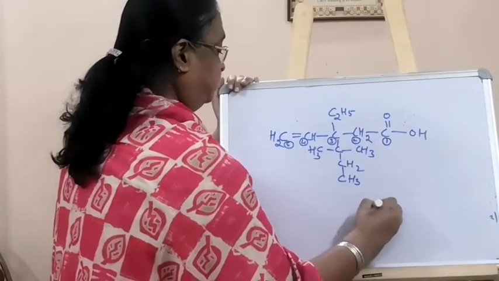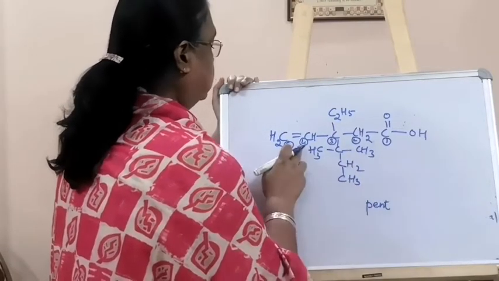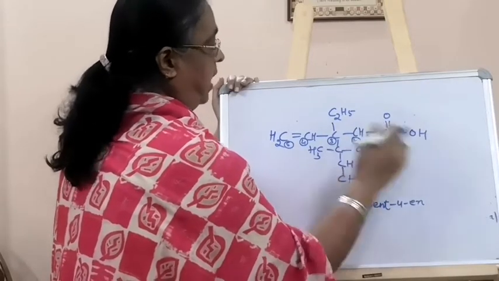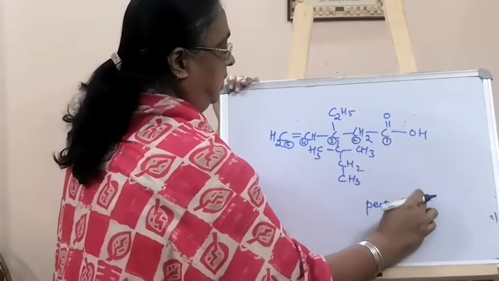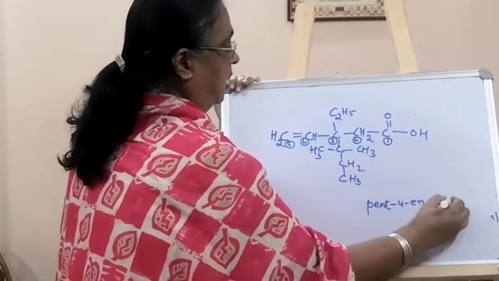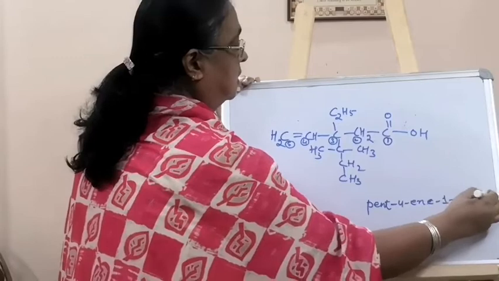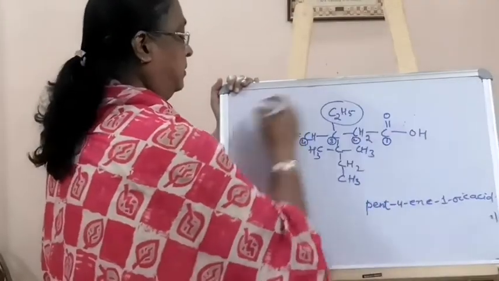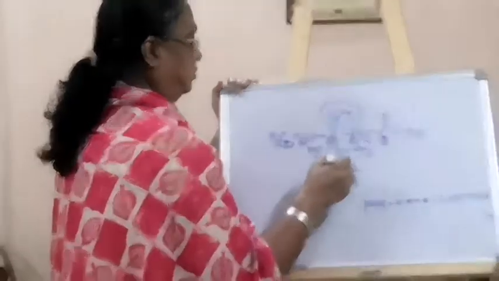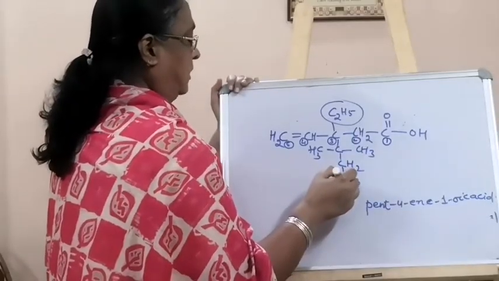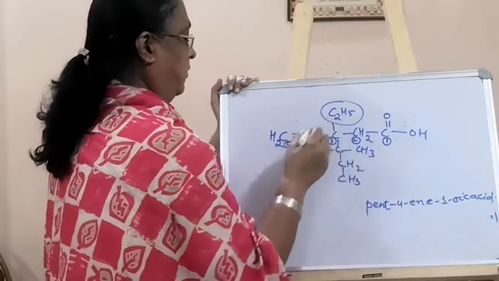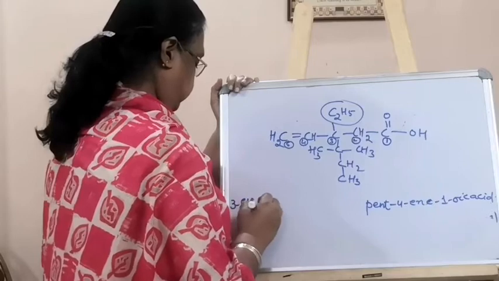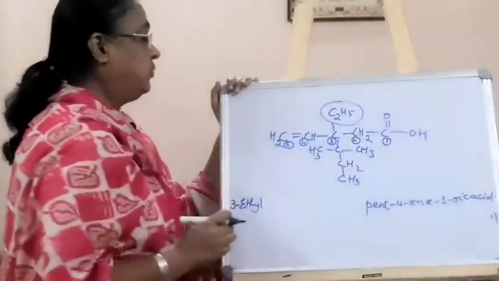So pent, ene is at 4, pent-4-ene, and at 1 you have oic acid, 1-oic acid. Then we have, this is an ethyl group and this is 1, 2, 3 propyl. So e will come first. So this is your 3-ethyl. Then this branch we have.